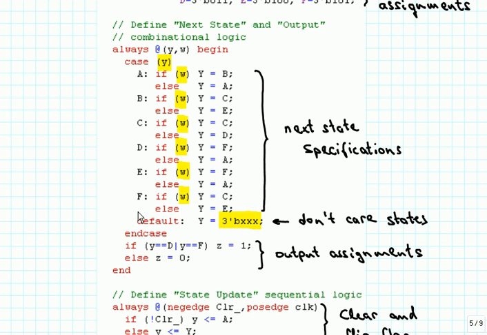And then inside now the same always block, so this is just one always block. Inside this block we now actually make the output assignments.